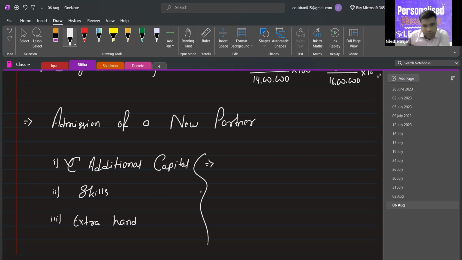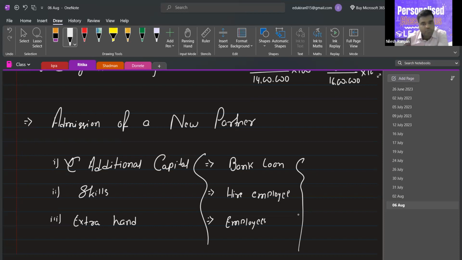Now, all these requirements can be fulfilled by some other options. Like if we need additional capital, we can go to the bank and borrow some loan. If we need some extra skills, we will employ some persons that have specific skills. And third, if we need an extra hand, we can hire employees.